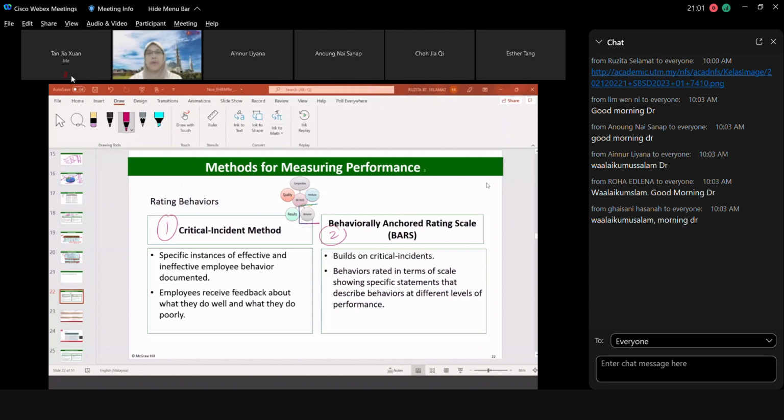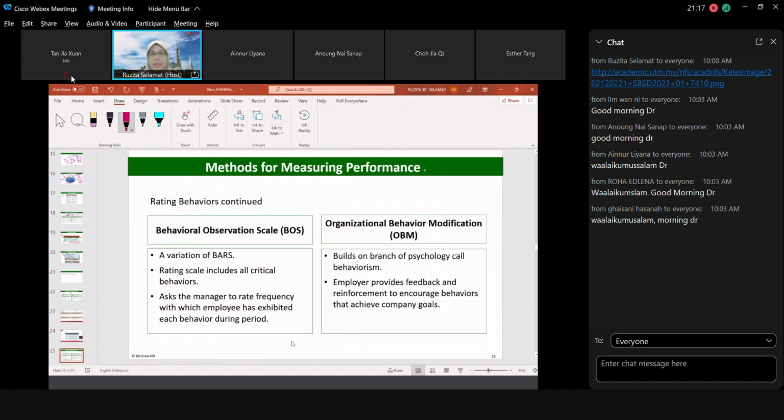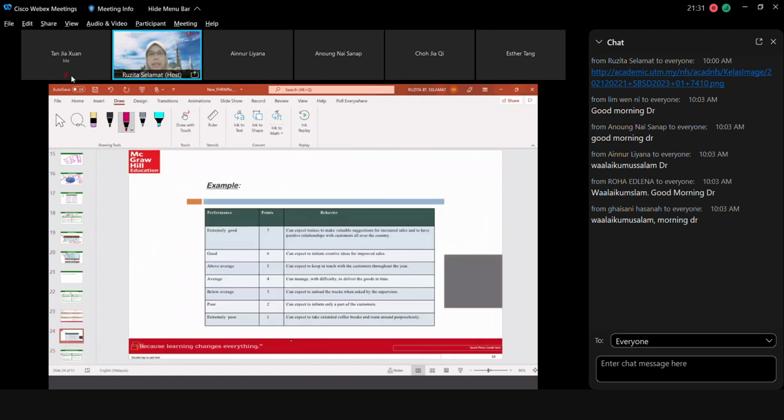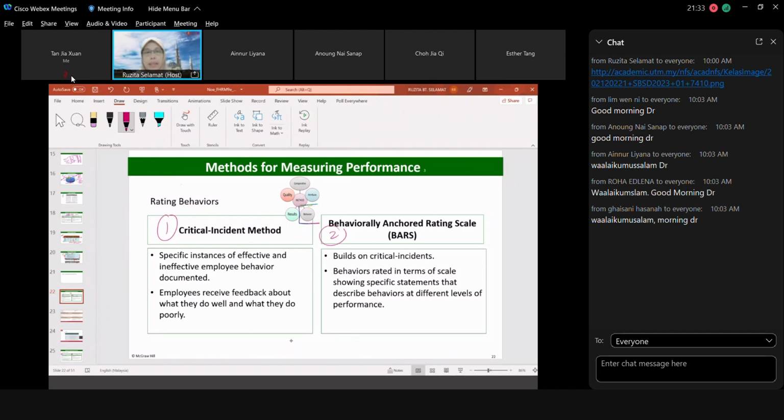All right, so there are four categories, or sub methods, under rating behaviors. The first one is critical incidents. We will have BARS, and then the third one, we will have BOS, behavioral observation scale. This is all under the behavioral technique, and the last one we will have OBM. Okay, so we'll look at each of these techniques one by one.